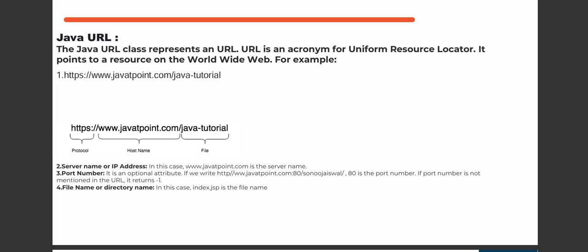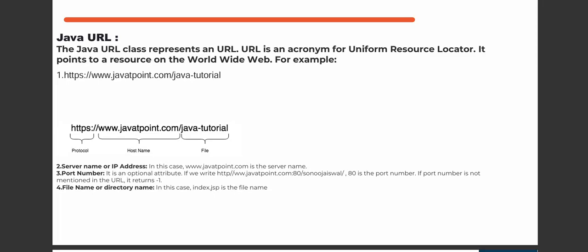First of all, we can see HTTP is the protocol. Then after that, www.javatpoint.com is the host name. After that the file name, Java tutorials. Then the server name or IP address. In this case, the server name is www.javatpoint.com/java-tutorial. Then the port number, which is an optional attribute.